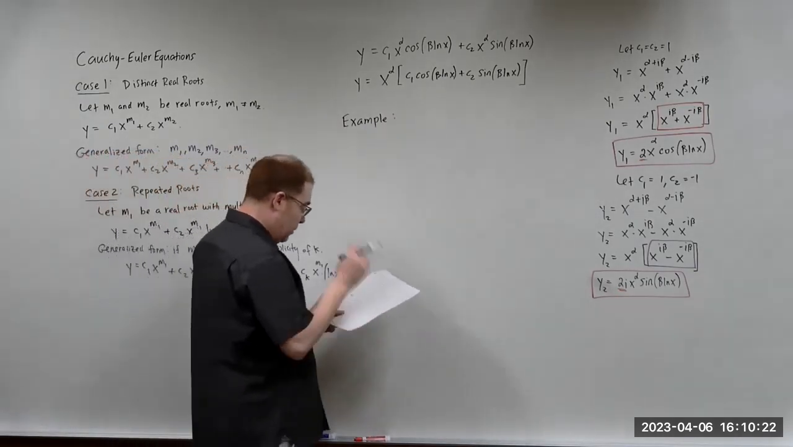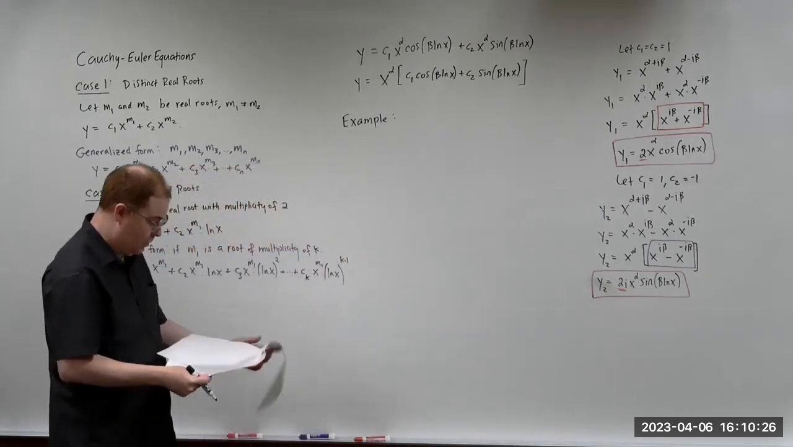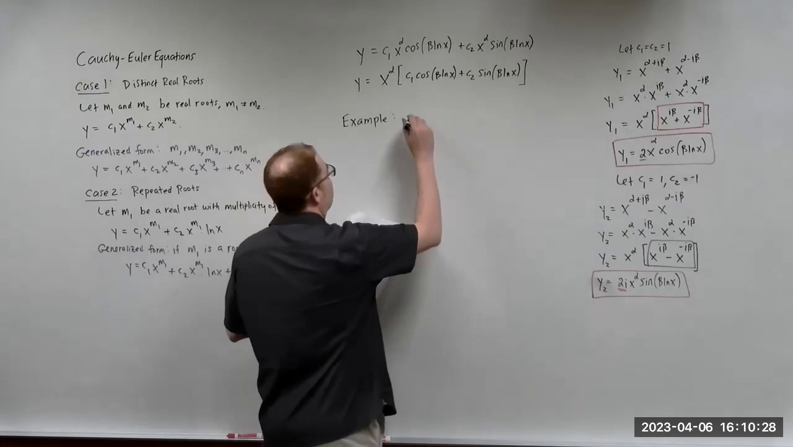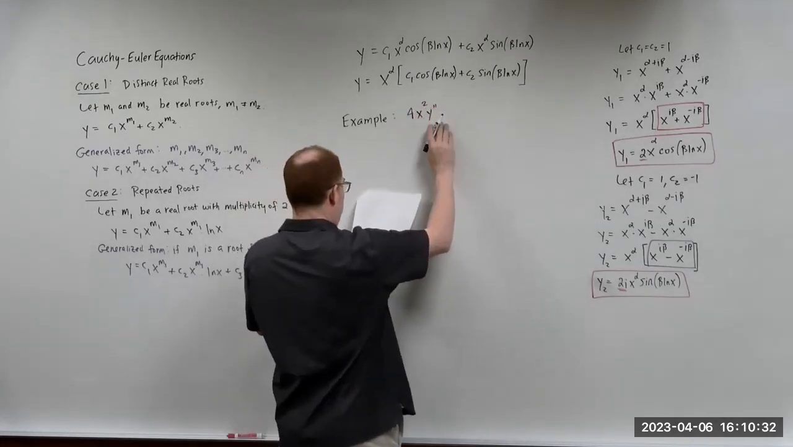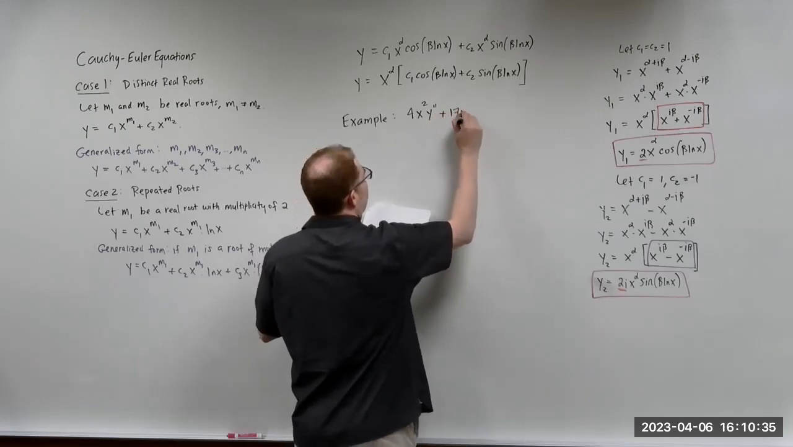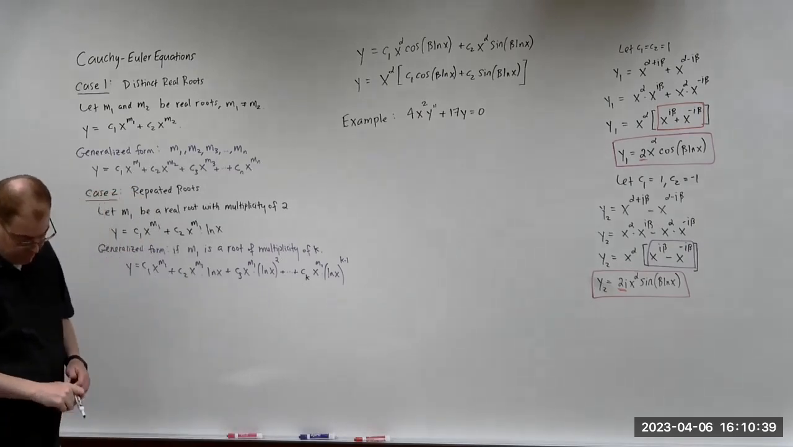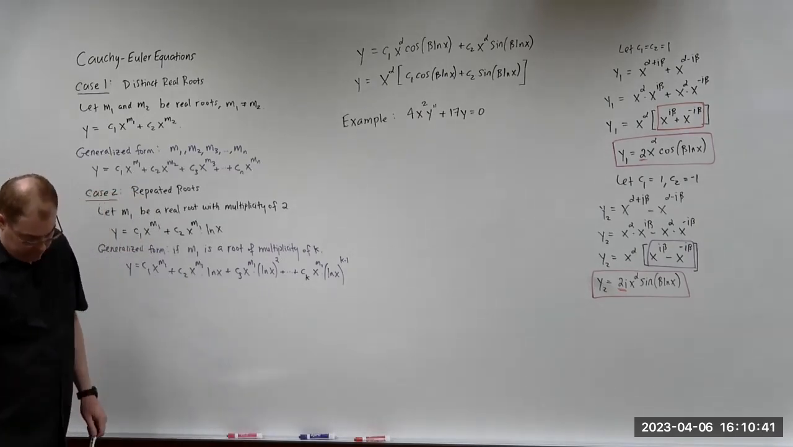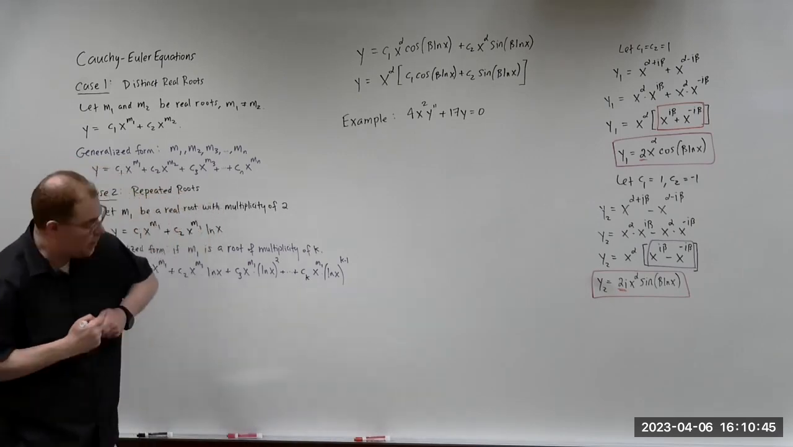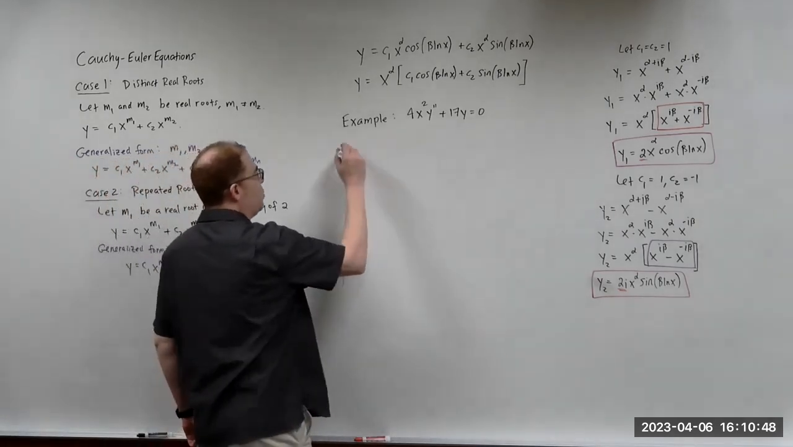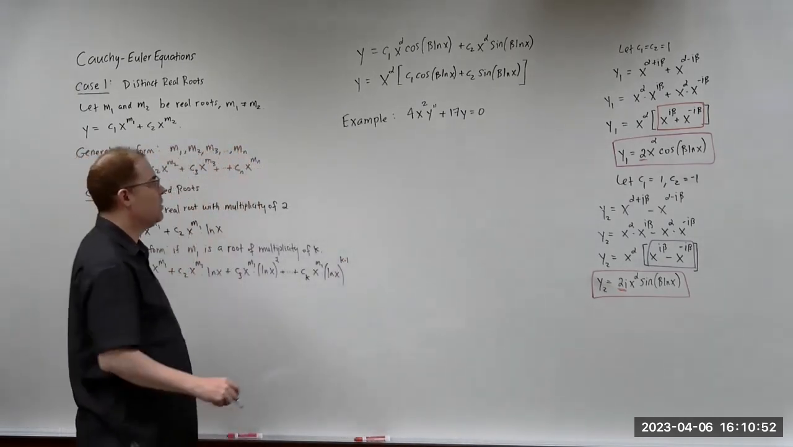Okay, so let's suppose that we want to solve x squared times y double prime plus 17y equals 0. Okay, so again, we go back to this form. We can use this as a second order linear differential equation, homogeneous.